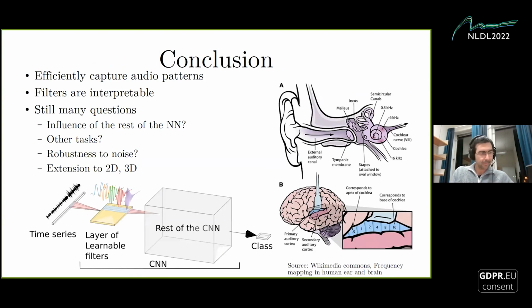So just to conclude, this approach of learnable filters gives you maybe a more efficient neural network, because you have fewer parameters to train. It's more interpretable, and with the interpretability, it opens the door to new insights for audio experts and experts in the auditory system. And you still have many questions that we would like to address.